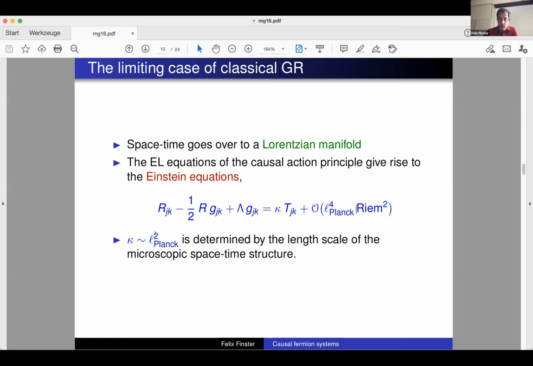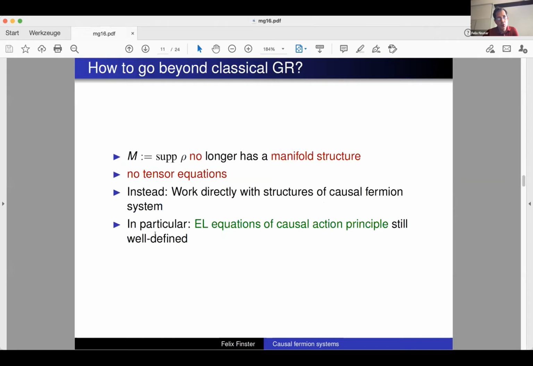And I want to explain to you a little bit how to go beyond classical GR. But that's the main point here. I mean, just getting GR back is quite nice, but of course we want to do more. We want to go ultimately to quantum gravity.